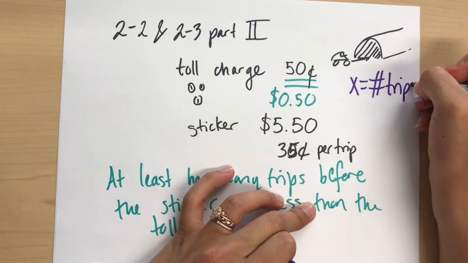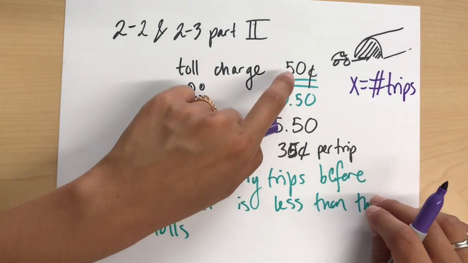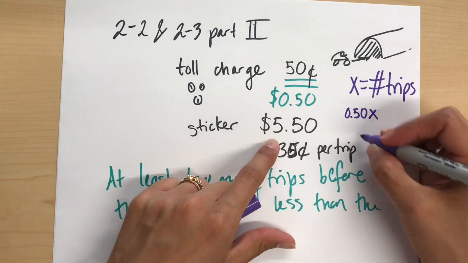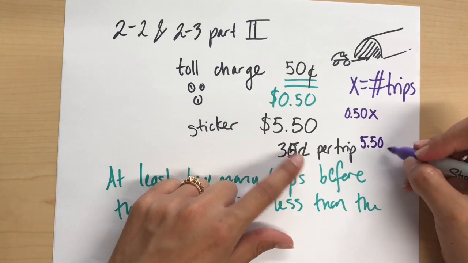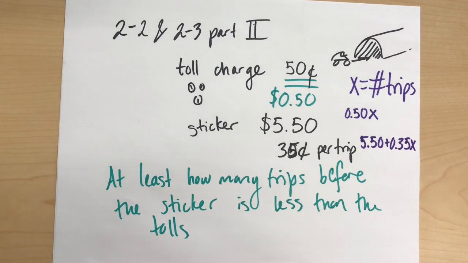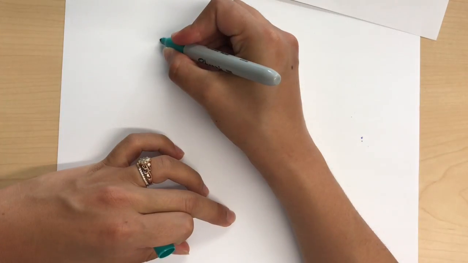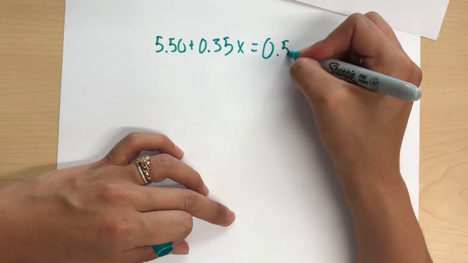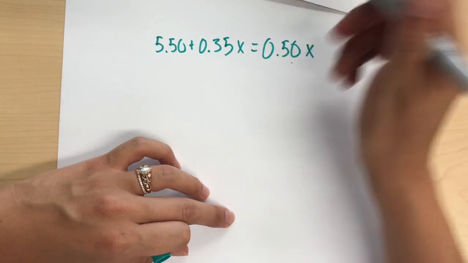So I'm going to call x the number of trips. Okay, and if x is the number of trips, then that means it's going to cost 50 cents times x for each time that I go through the regular toll, and then it's going to be $5.50 plus 0.35x if I buy the sticker. Okay, so we're going to take these two things and write them out here. So we've got $5.50 plus 0.35x, if we buy the sticker, and then we have 0.50x.